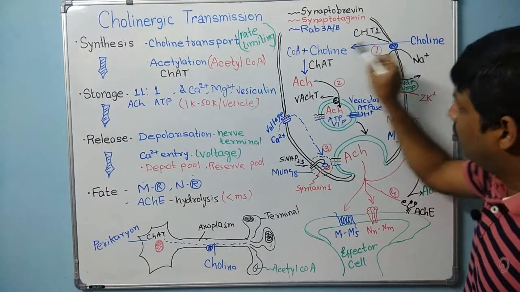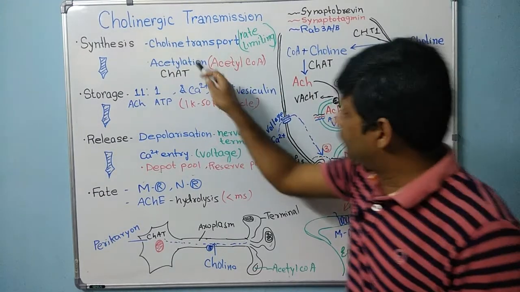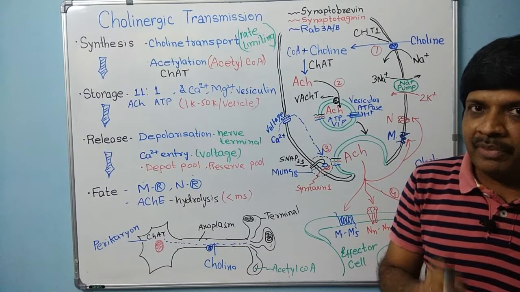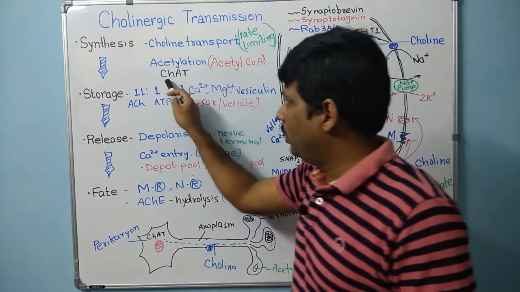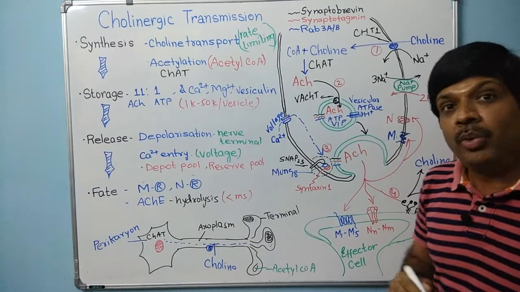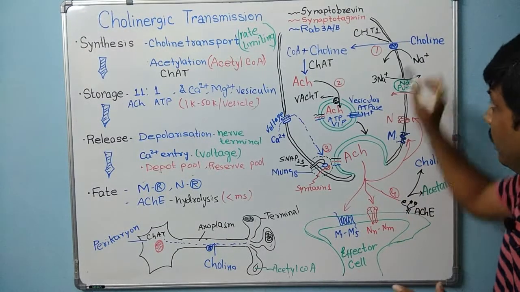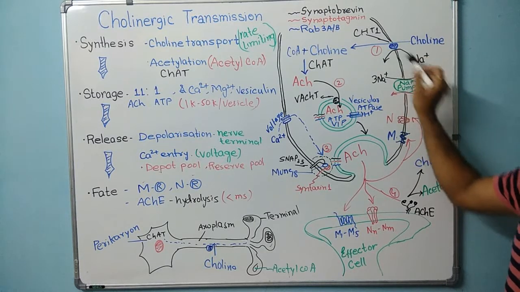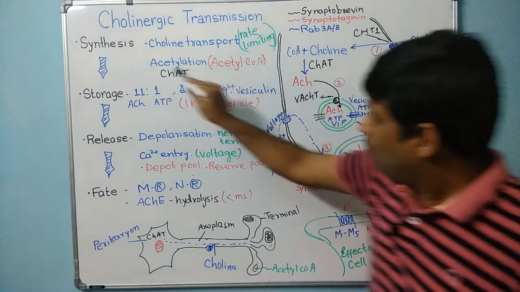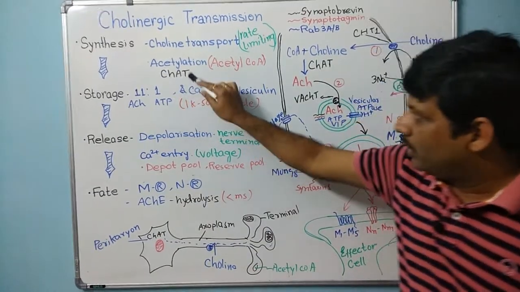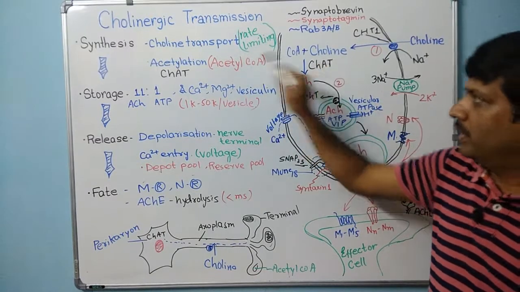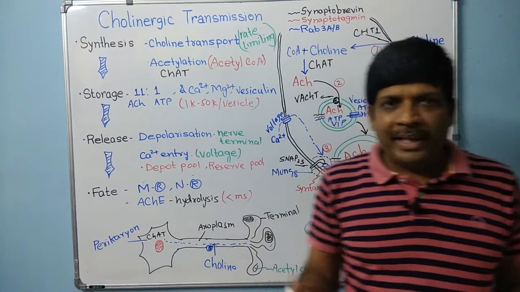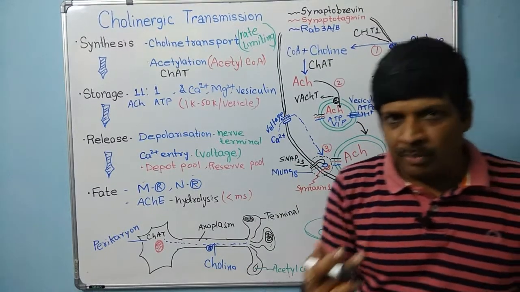Once choline comes inside, there is acetylation of choline with acetyl-CoA by the help of an enzyme named choline acetyl transferase. Before that, when choline is taken up, there is the movement of sodium also. That is a symport. So choline acetyl transferase helps in the acetylation of choline with acetyl-CoA, and thus acetylcholine is formed. I will explain the whole process a little bit more.